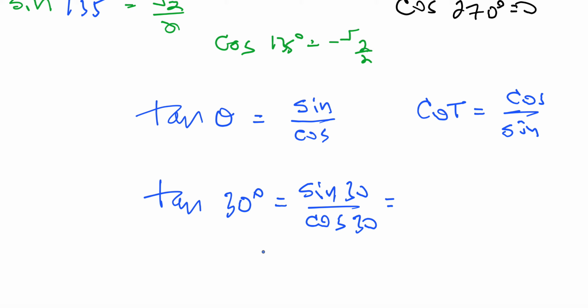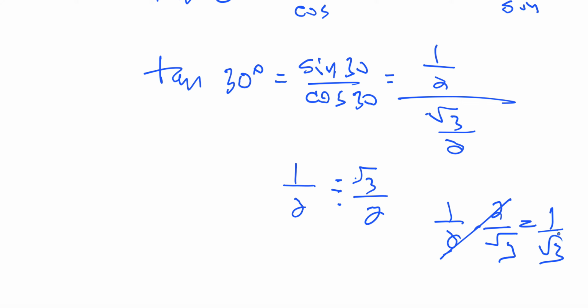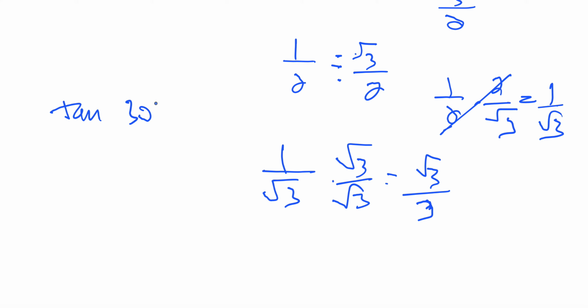So what's the sine of 30 degrees? 1/2. So 1/2 over root 3 over 2. I like to do a little in-between third grade step: 1/2 divided by root 3 over 2. Then 1/2 times 2 over root 3, which is 1 over root 3. Then rationalize: you're going to get root 3 over 3. So the tangent of 30 degrees is what? Root 3 over 3. All right.